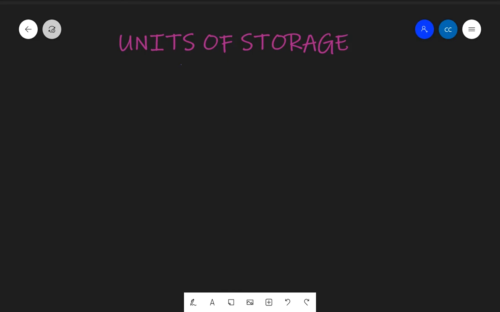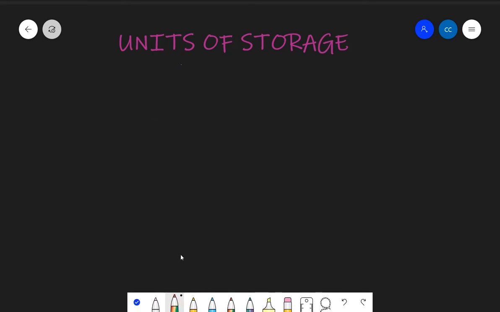Units of storage. What is it and what's it to do with? Well, a computer stores things. What does a computer store? Let's think about that for a wee minute. What can a computer store?